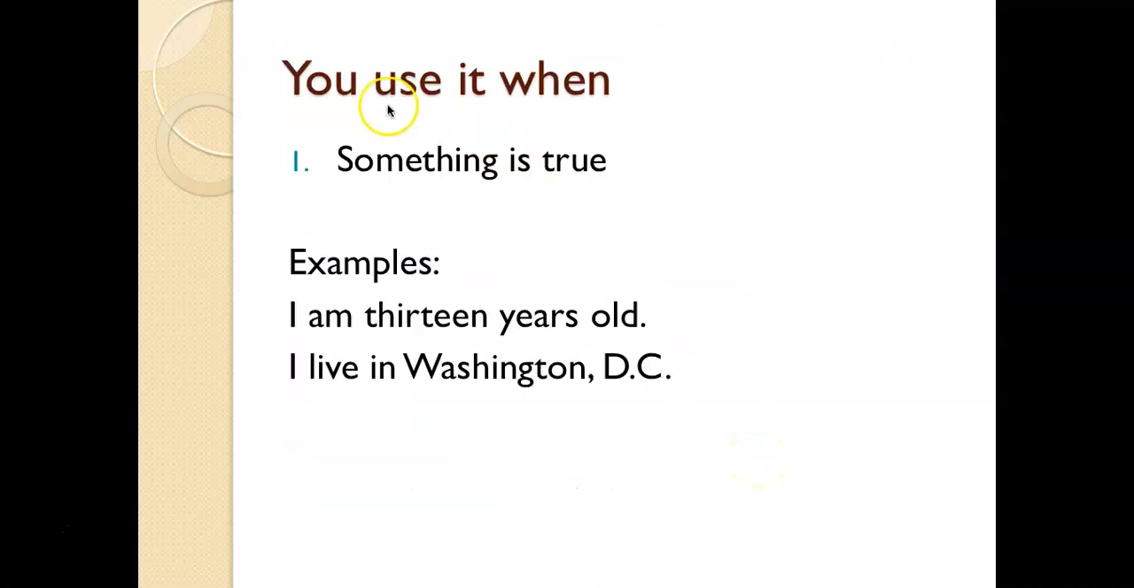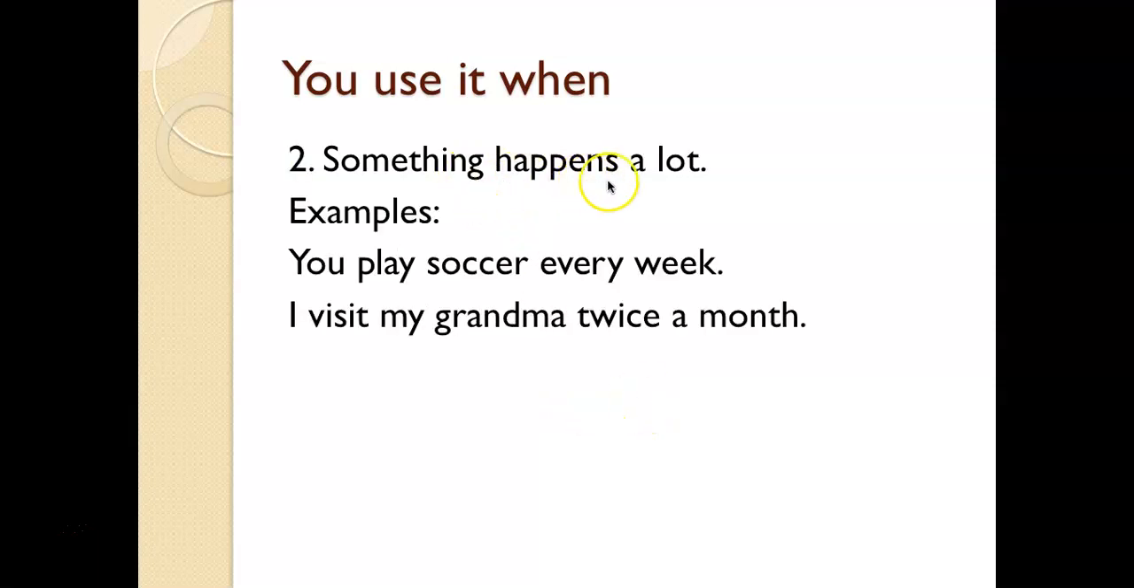Let's look at the uses of present tense. As I said, if something is true, you would use the present tense. Examples, I'm 13 years old. This is for you guys, okay? I'm older than that. I live in Washington, D.C. Something that happens a lot. So you play soccer every week. I visit my grandma twice a month. You have to use the present tense for that.